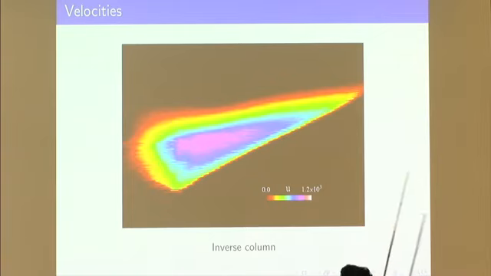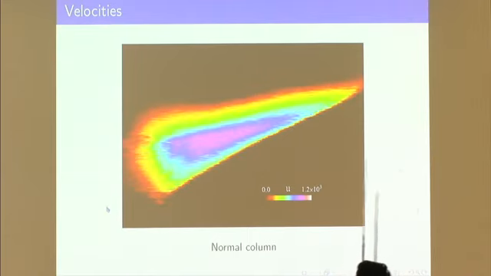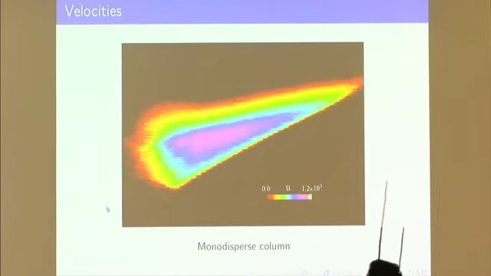This is an inverse column. If we look at a normal column, it's pretty much the same. Speed's the same, everything looks the same. Monodisperse. So yeah, there's not much difference in the dynamics of these collapses, regardless of what we try to do with them, or at least at these two aspect ratios.